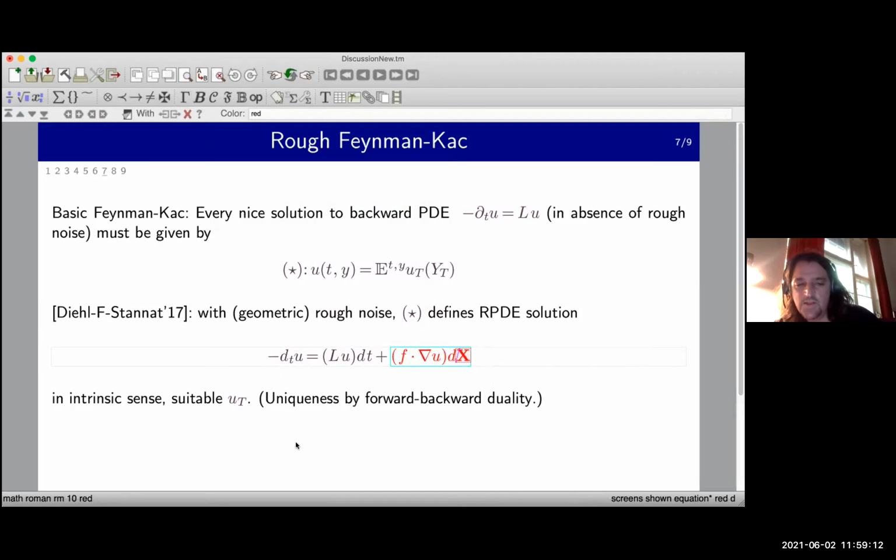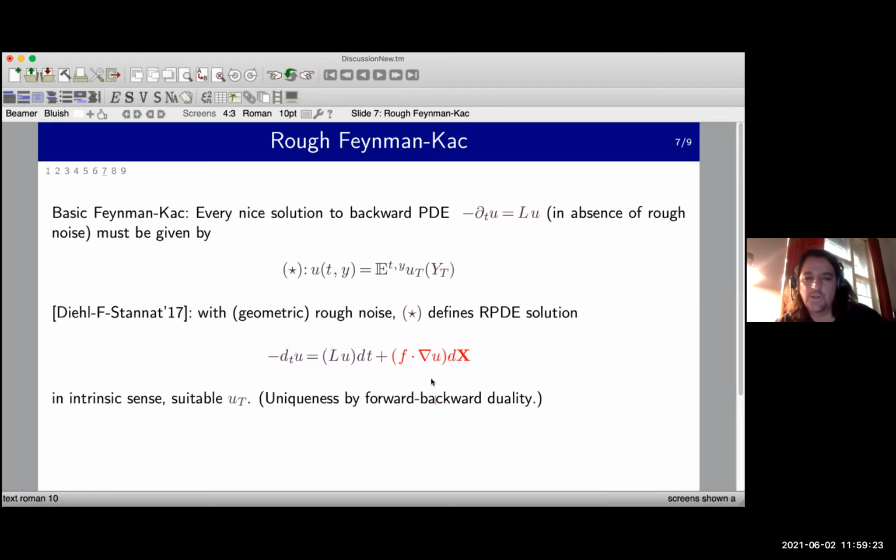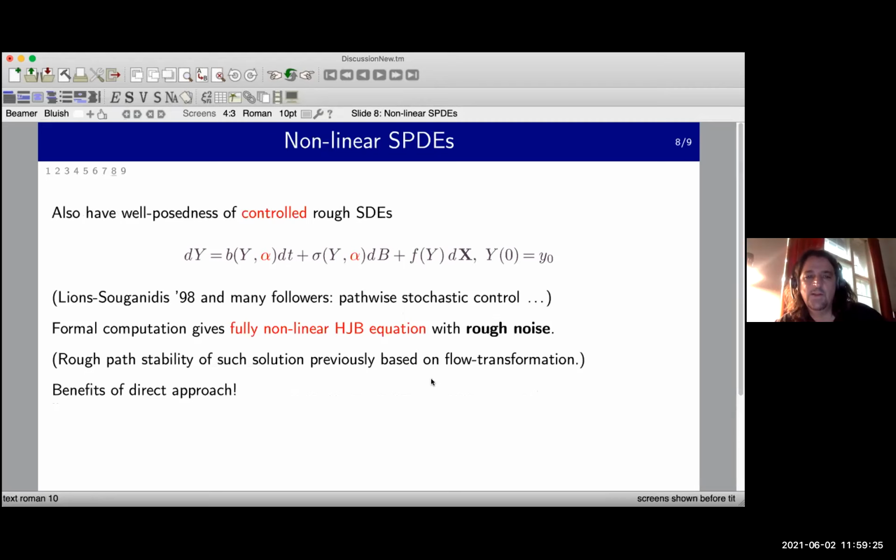And maybe one point I want to make is that if you look at this equation in some intrinsic sense, then uniqueness also relies on forward-backward duality. So that's another idea that seems to be useful there, and it's useful here, and it's somehow related. And then finally, I want to come back to the theme of the workshop, SPDEs. And so linear SPDEs are fun, but nonlinear SPDEs are somehow more intriguing to many people.